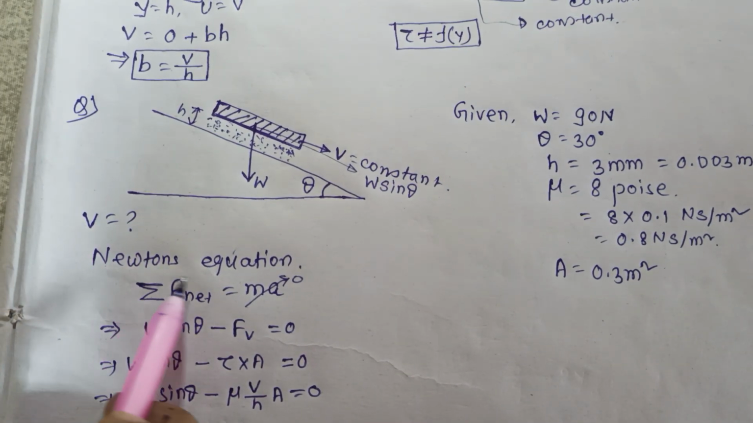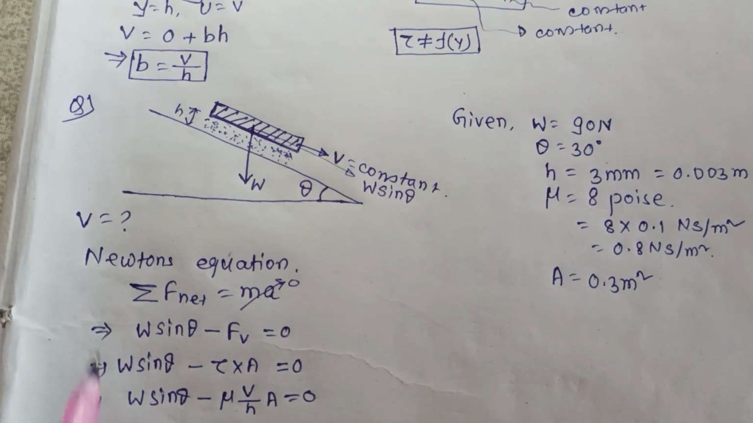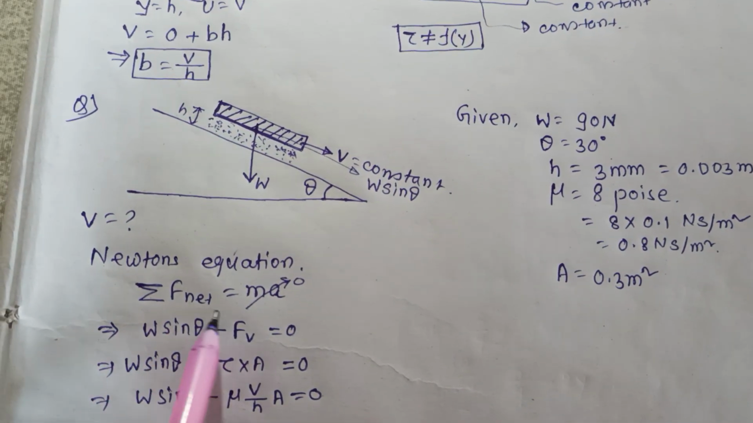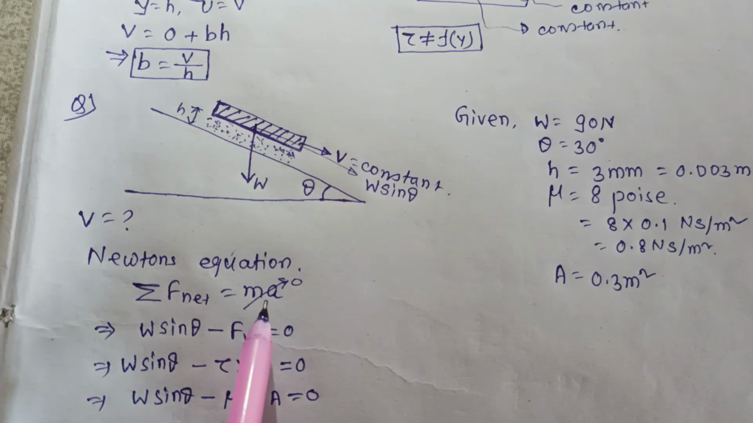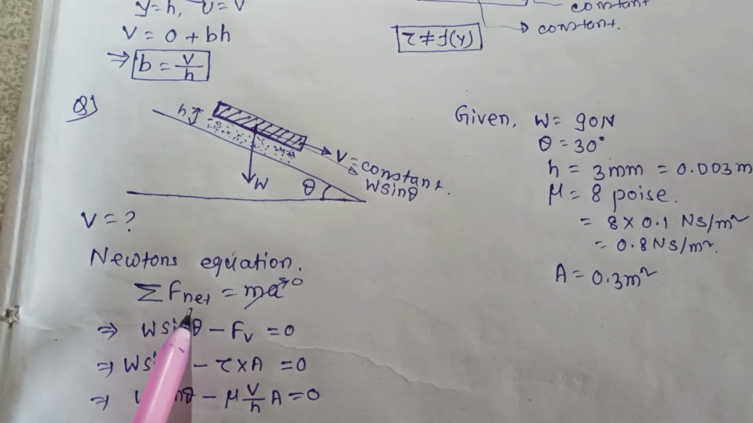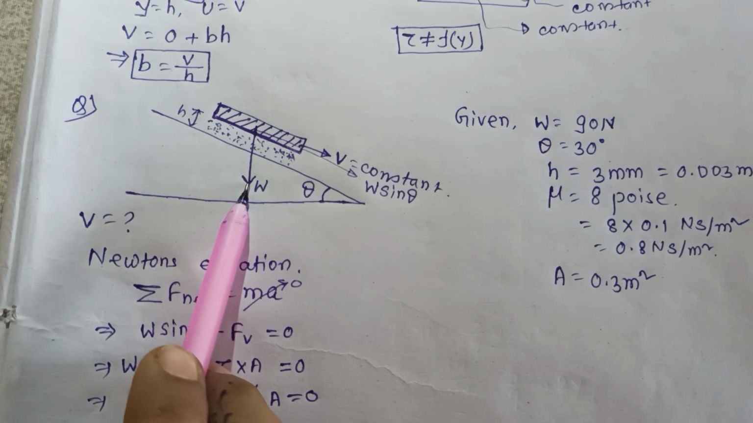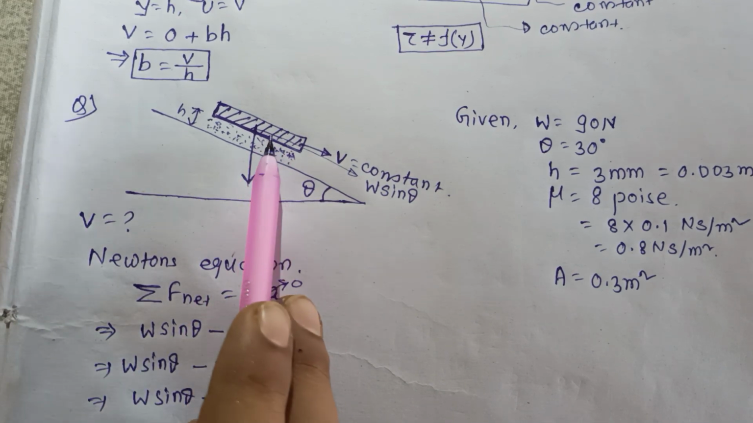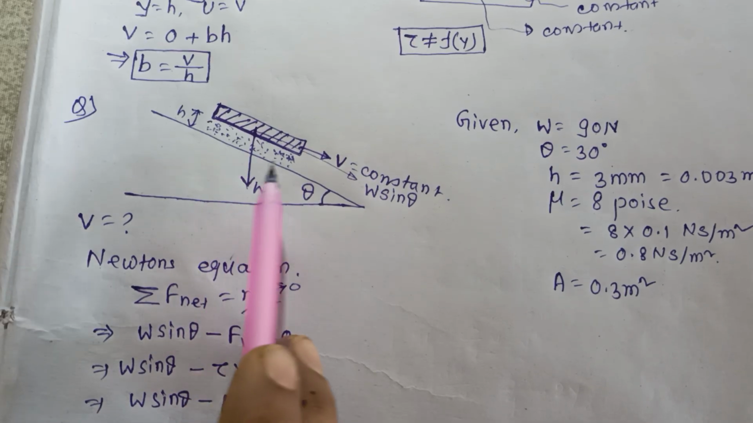If we apply Newton's equation in the inclined direction, you know that the summation of F net is equal to M into A. Here the terminal velocity V is constant, which means acceleration is equal to 0. So summation of F net is equal to 0. Here W acts in the downward direction, so one component will be W sin theta and another component is W cos theta.